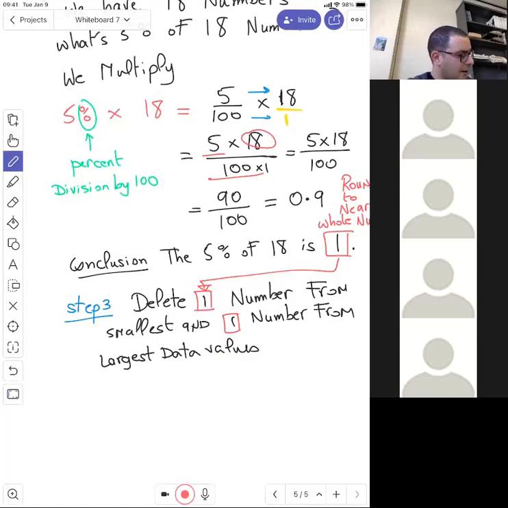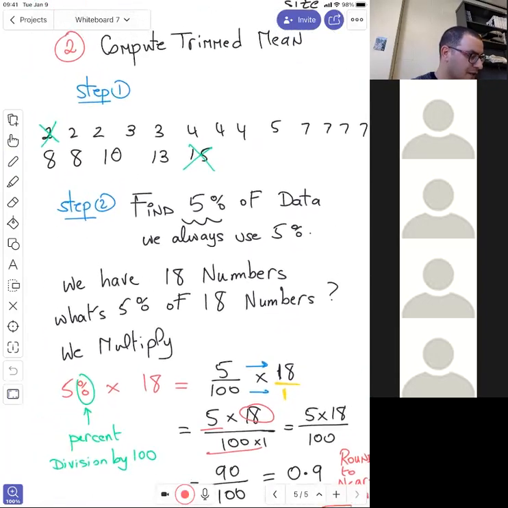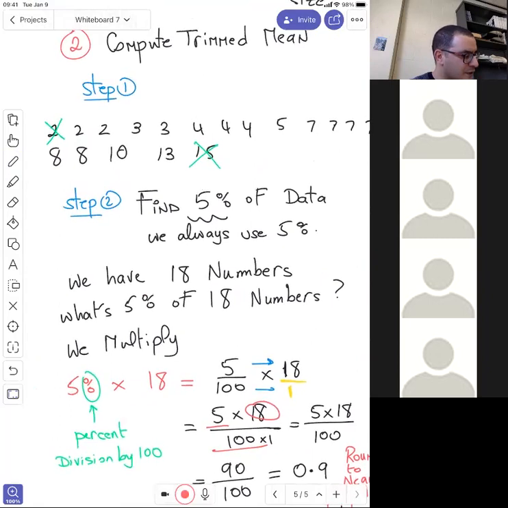So we delete the smallest data value and the largest data value. Of course, the answer here is 1, but let's say your answer is 3. Then you're supposed to delete the 3 smallest numbers, the first 3 twos, and the 3 largest, the 10, the 13, and the 15. Here the answer is 1, that's why I deleted only the smallest number and the largest number.